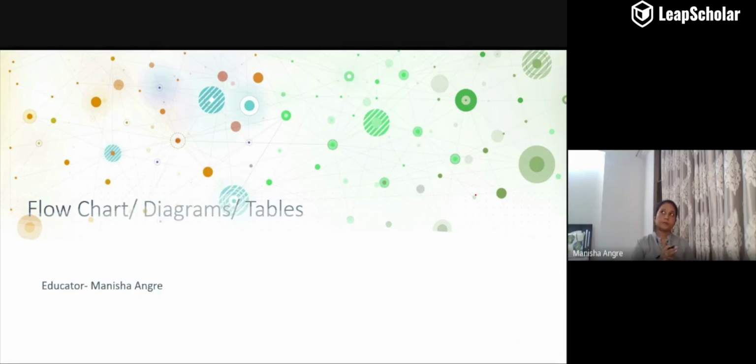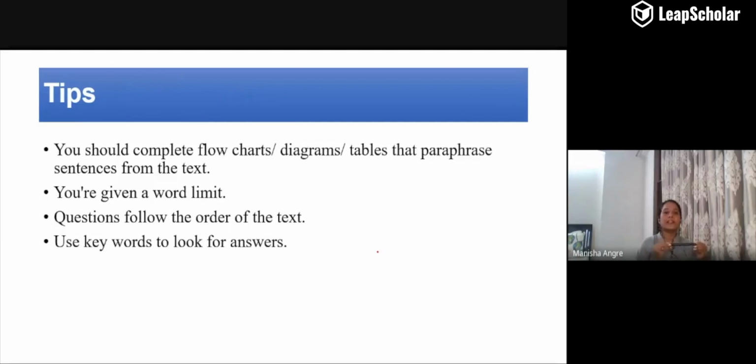But again, there might not be many questions on flowcharts, diagrams and tables. Hardly one you may come across out of all the three. But still, they are equally important, and we must know how to solve these questions also. So you should complete your flowcharts, diagrams, and tables that paraphrase sentences from the text.